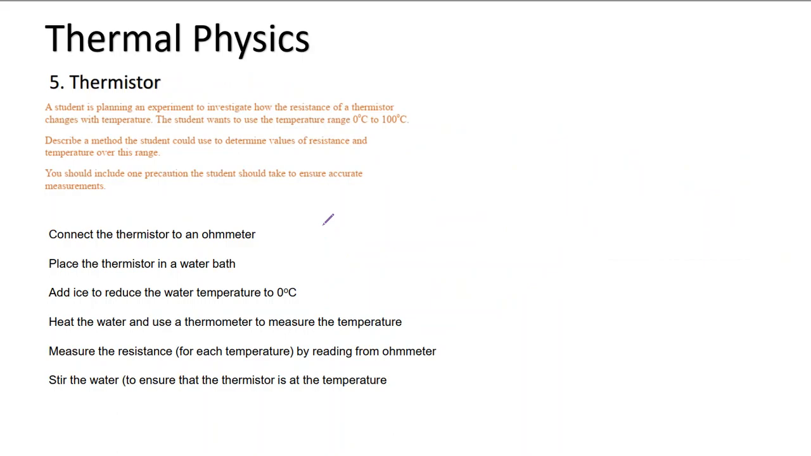Then you have thermistors. This is somewhat of a topic from Unit 2 actually, but it's a cross-unit question. So thermistors can be used as temperature sensors. So let's see what the question says. A student is planning an experiment to investigate how resistance of a thermistor changes with temperature. The student wants to use a temperature range of 0 degrees Celsius to 100 degrees Celsius. Describe a method the student could use to determine the values of resistance and temperature. You should include one precaution.